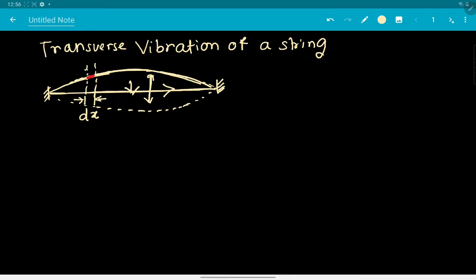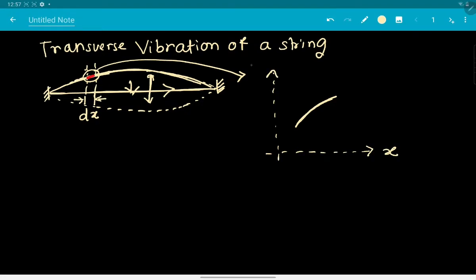Okay, so for this small distance dx, how exactly is the string going to behave? Let me take the string out from here, magnify it and draw it, so it will look something like this, right? Let me draw my coordinate system over here. Let this be called x, let this be y. Now this y is the coordinate that is going to change for each particle on the string with respect to x as well as with respect to time.